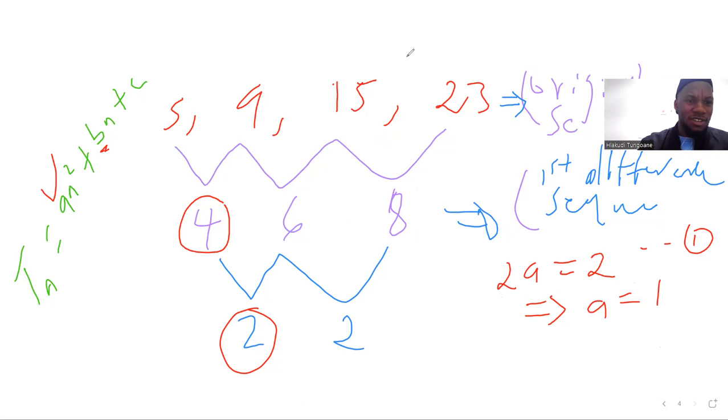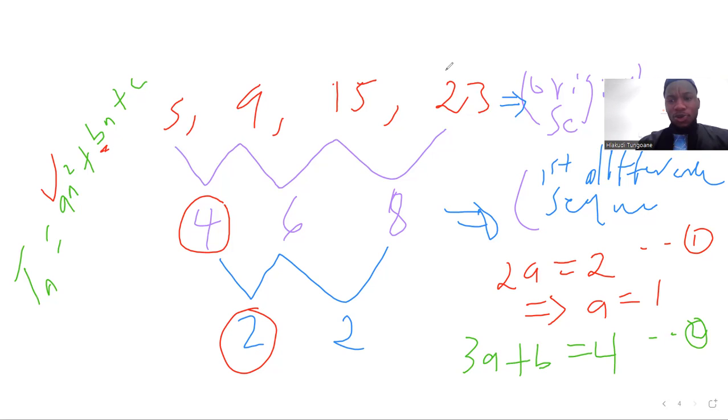So this means that now we need to solve the equation. We need to solve for 3a plus b must equal 4, right? This is the second equation. Remember, we already solved for a. We know what a is. So if we substitute a there, then we're only left with b to solve for. So it's going to be 3 times 1 plus b equals 4. If we do the maths here, essentially it's going to be 3 plus b equals 4.